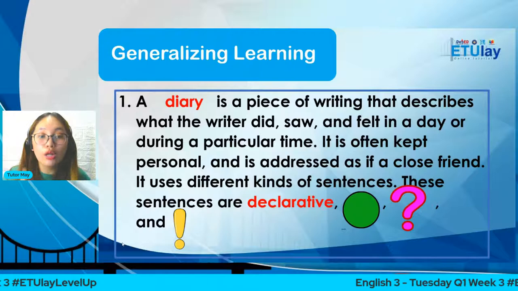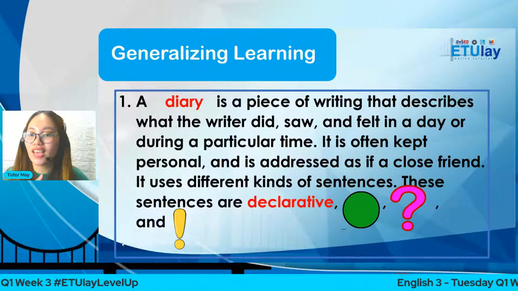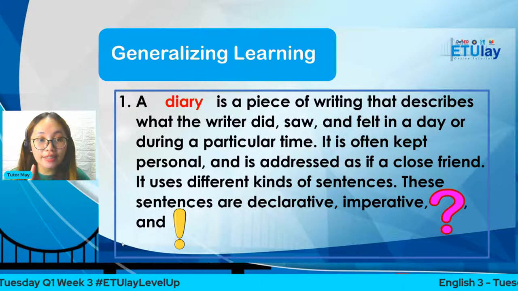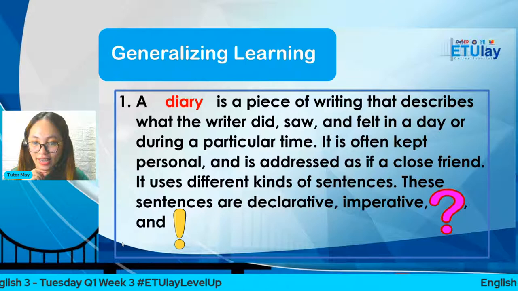It also uses a period. What kind of sentence is that? Very good, Eric. Imperative. It is spelled I-M-P-E-R-A-T-I-V-E. How about the type of sentence that is used to ask a question? What kind of sentence is that? Let's see if you will get the correct answer. It's interrogative, but it is double R, Nards.